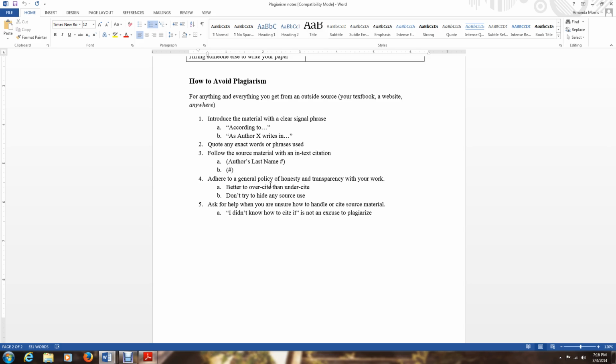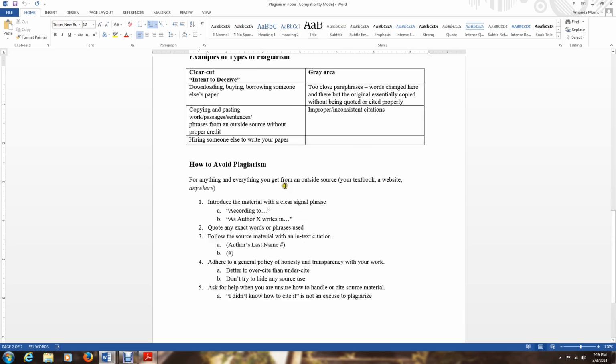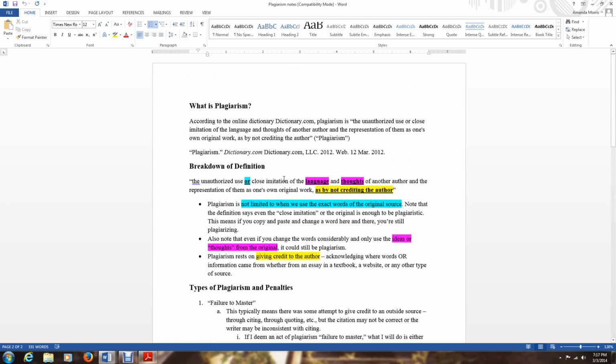And then in the next unit, when we're doing more of our outside research, you'll have more experience with how to handle it. So this is the handout that I will put on Blackboard about defining plagiarism and these guides, so you can always access this at any point.